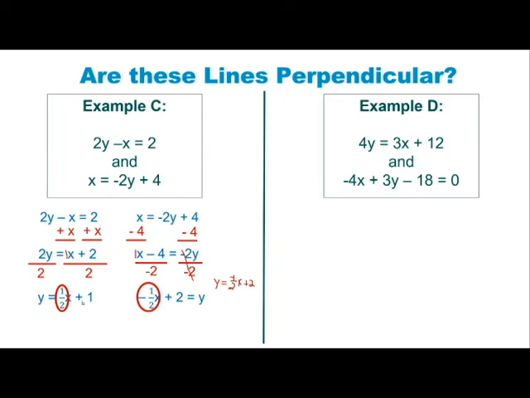If this has a slope of 1/2 and this has a slope of -1/2, are they perpendicular? No. The rule is they must be opposite reciprocals. This is an opposite, but it is not the reciprocal. If they were perpendicular, this would have had a slope of -2. However, it doesn't.